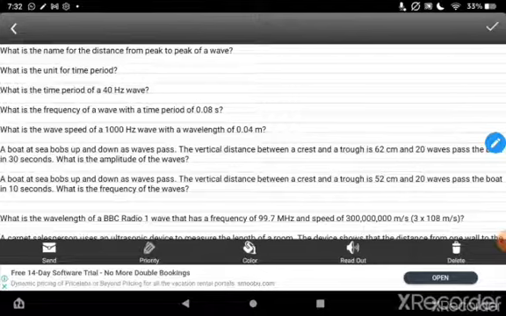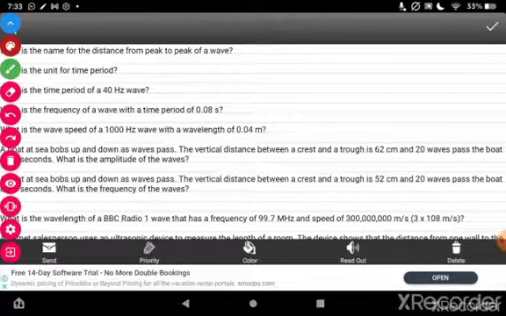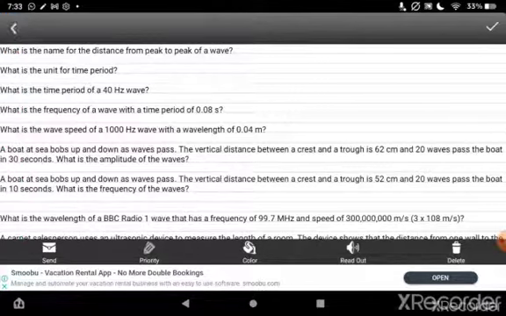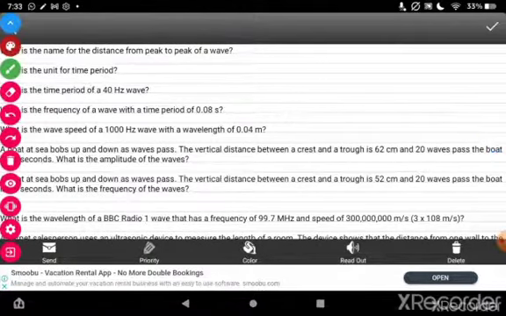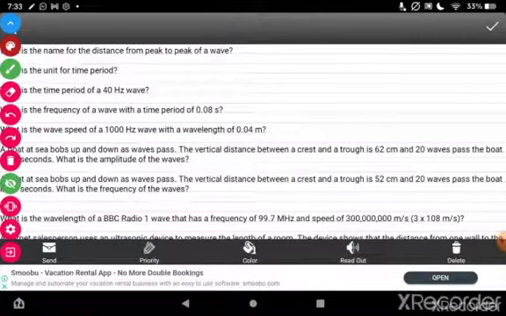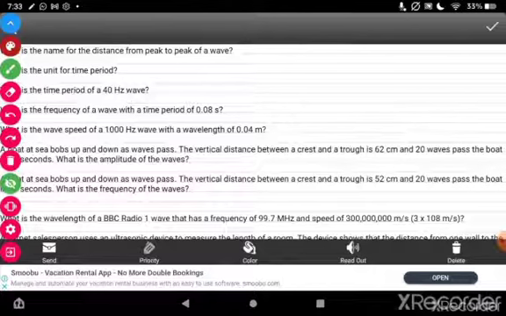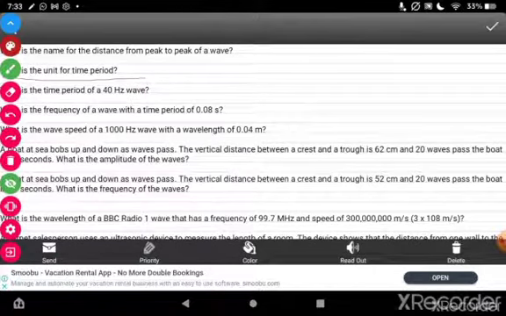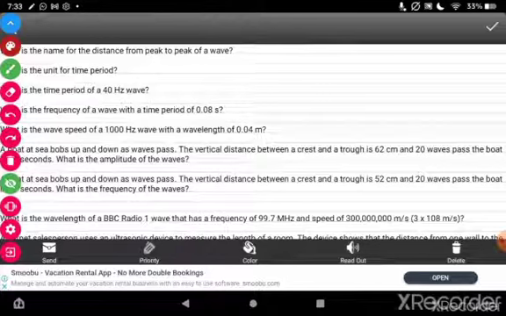I have a few questions up top which I will leave you to answer, so you can research those. I'll be doing the questions that require calculation. So which questions will we leave out? Let me point those out. What is the name of the distance from peak to peak of a wave? I'll leave that one out. What is the unit for time period? I'll leave that one out also. So let's get into it.